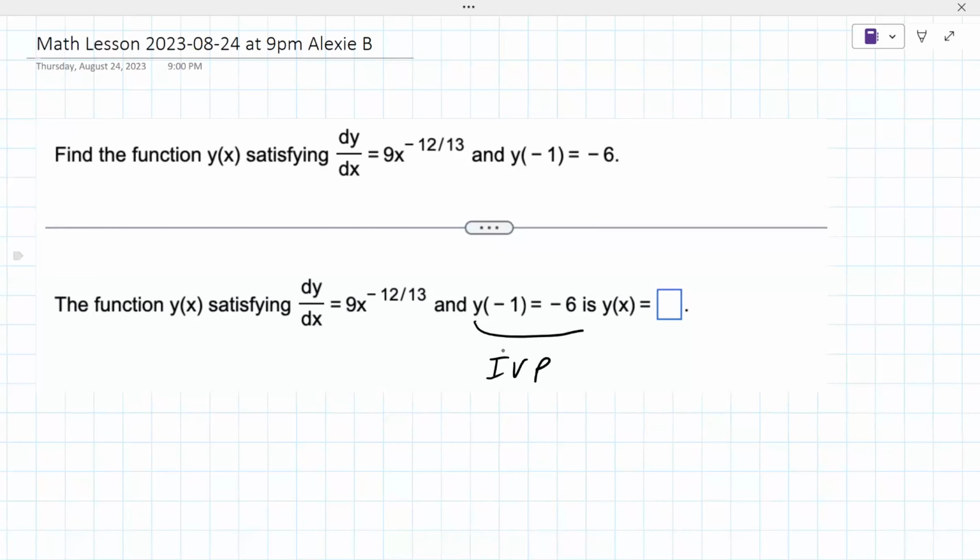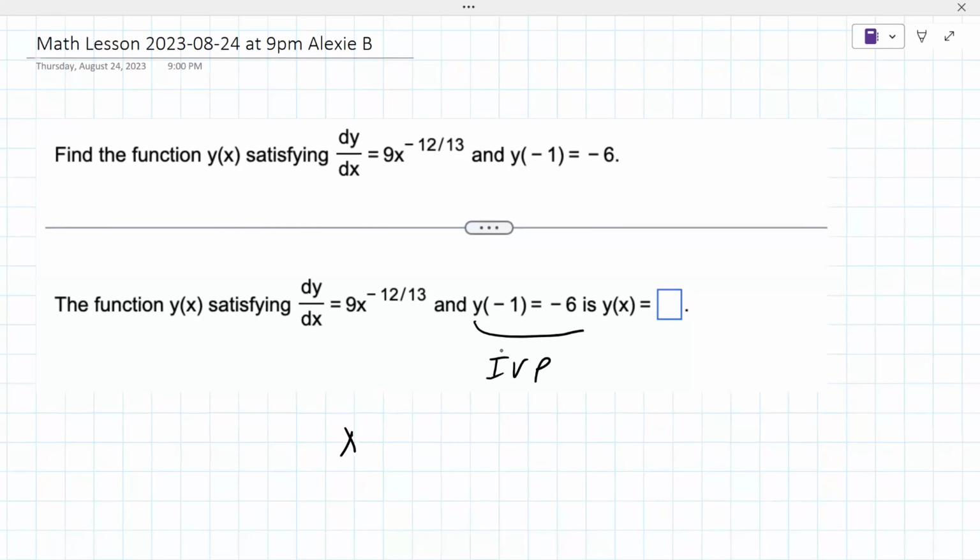It's called an IVP, an initial value problem. All that means is they're giving you the value to find C. So the first thing you have to do is find the antiderivative. And this is the power rule.